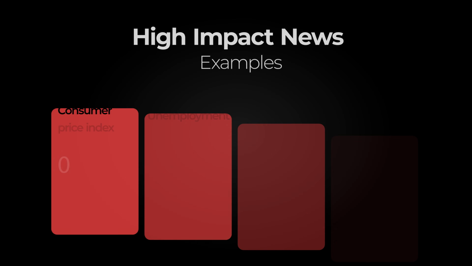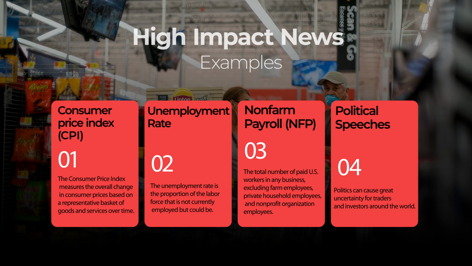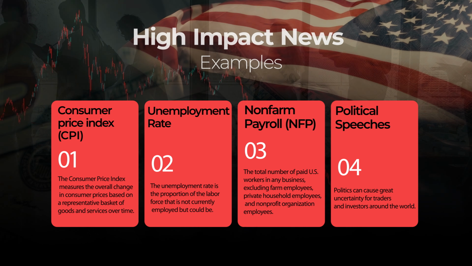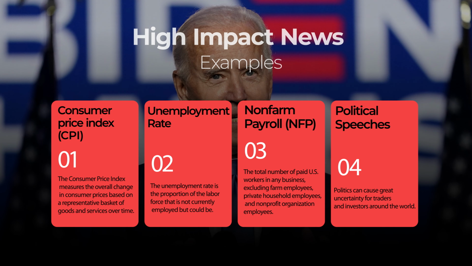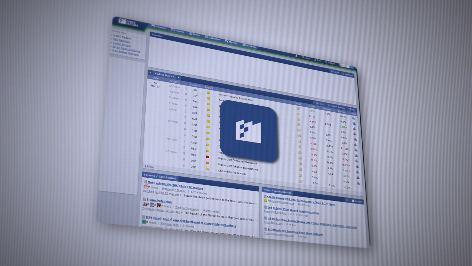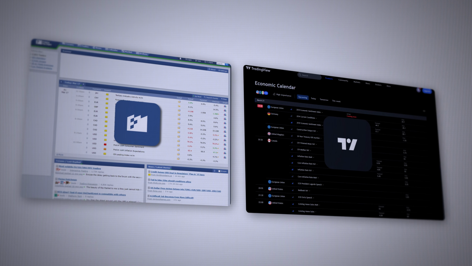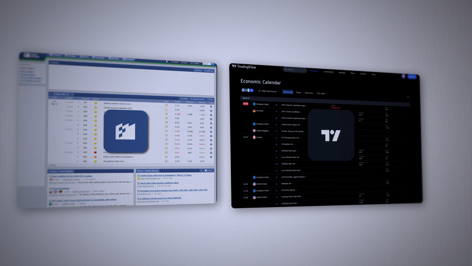So some examples of high-impact news include CPI news, the Consumer Price Index, unemployment rate releases or NFP, which is the non-farm payrolls, and political speeches. You can find more information about these events on websites like forexfactory.com or TradingView. Both websites have calendars that can be filtered by currency pair and type of event.